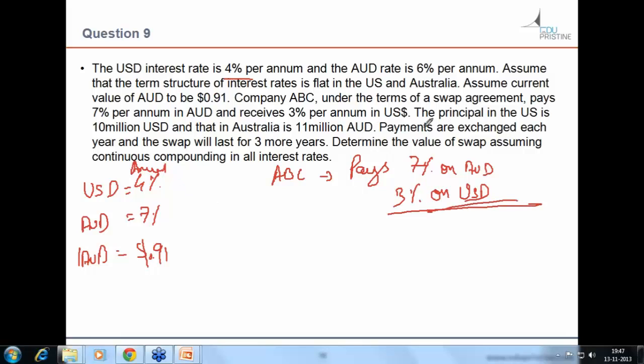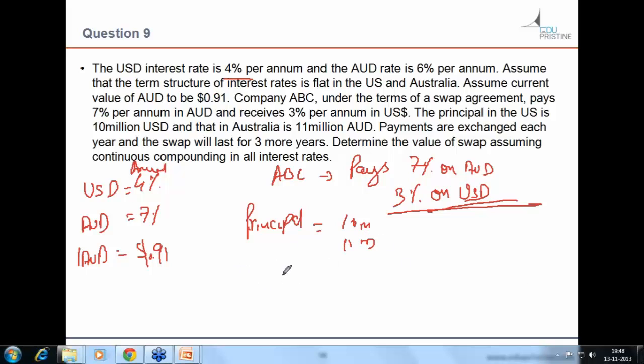Very clear? Okay, the principal, just write down the principal as early. The principal is 10 million, and Australian dollar is 11 million. Looks too cumbersome. Okay, let's make it more simple.